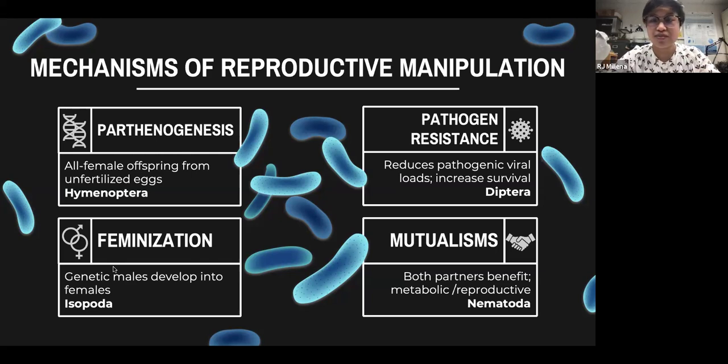And then feminization is a very interesting one that we'll talk about more because it occurs in Lepidoptera. And this is where Wolbachia-infected males will develop phenotypically into females. And this was first found in isopods, or woodlice, or roly-polies. And then mutualisms are where both partners benefit, the Wolbachia and the host. They can do this through increased metabolic benefits or reproductive benefits, facilitations. And this happens in filarial nematodes, which also has big impacts on human health and disease.